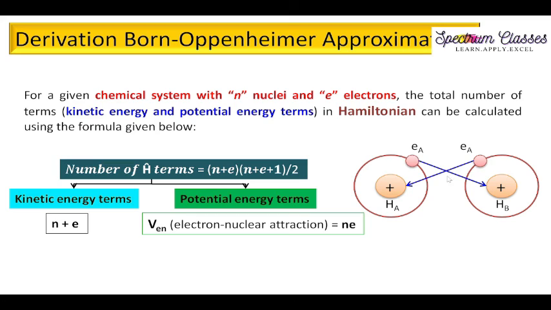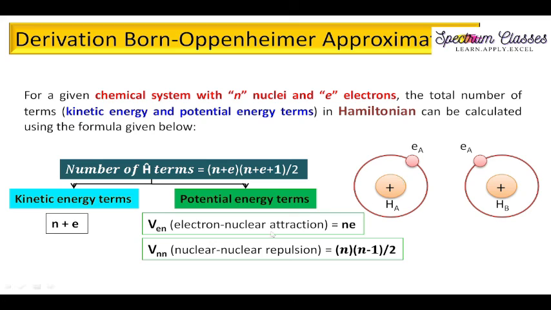So this electron is attracted by this nuclei, and this electron is attracted by this nuclei, and it is itself attracted by the nuclei of the atom to which it belongs, right? So this type of interaction is also present. Now coming to the next term, VNN.